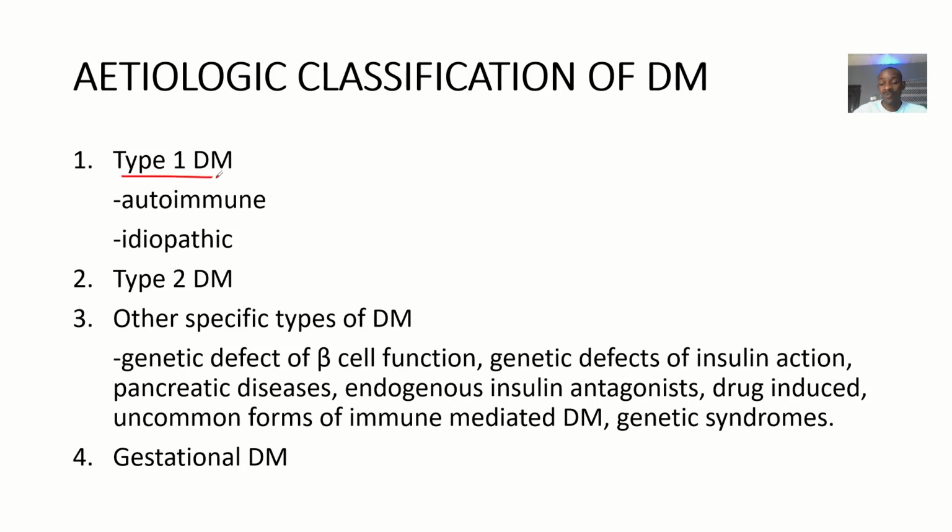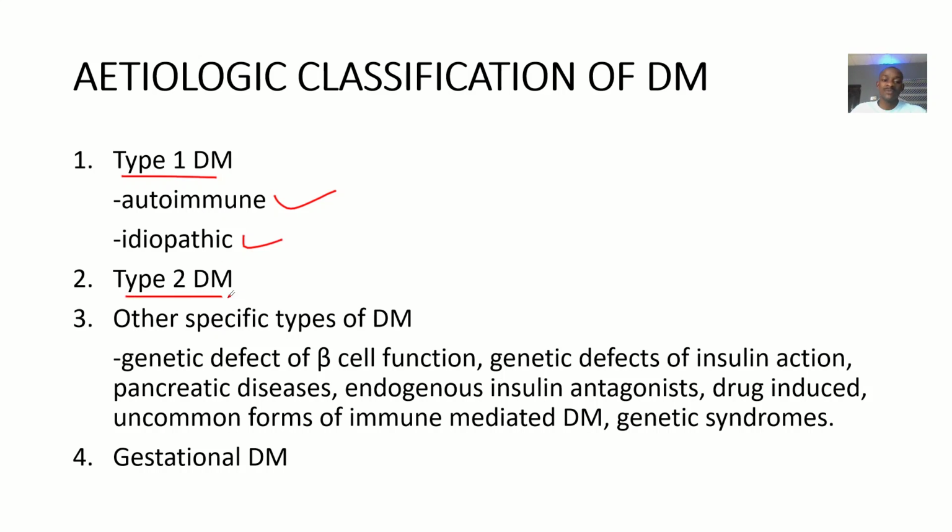We have type 1 diabetes mellitus. Now, if you are saying based on etiology, that's based on the cause, right? Its causes could be what? Autoimmune disease conditions, or idiopathic. Idiopathic means you don't know the cause. You have tried to find out, but you still can't find out what the cause is, right?